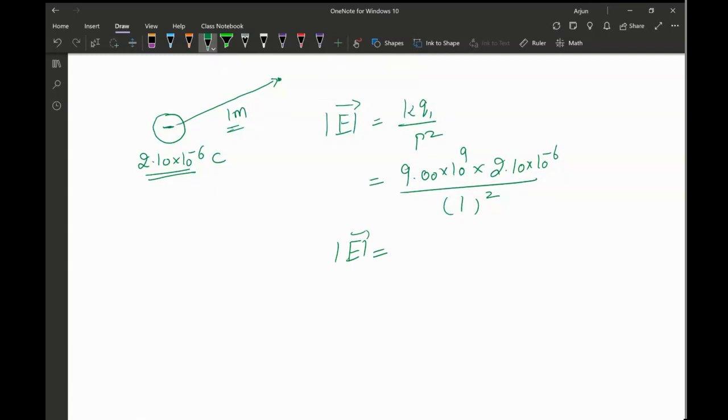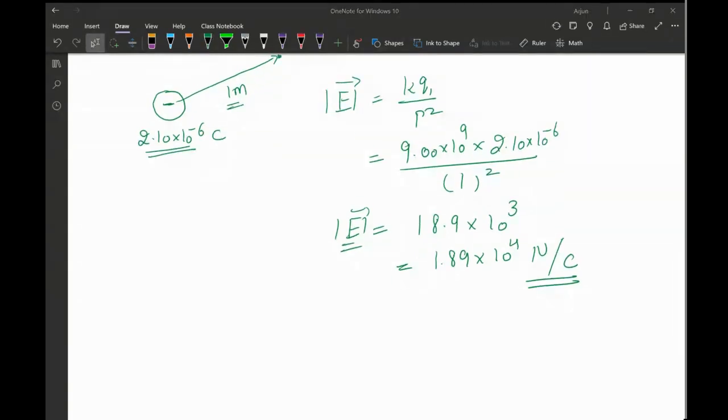If I do the calculation on my calculator, the value will come out to be 9 times 2.10, 18.9 times 10 raised to the power 3, and I can convert it into scientific form, 1.89 times 10 raised to the power 4. The unit of electric field will be Newton per coulomb. That will be the unit, and I'll show you how we can derive the units for electric field.